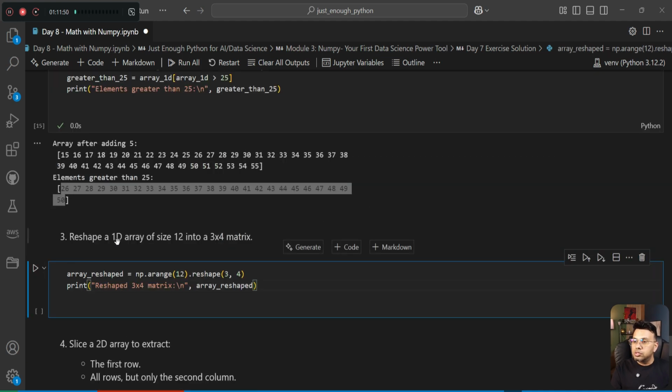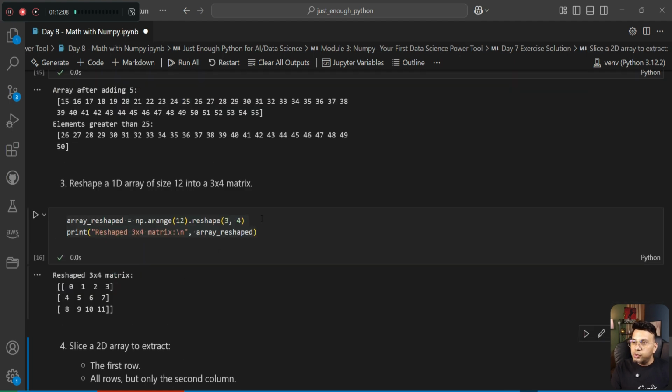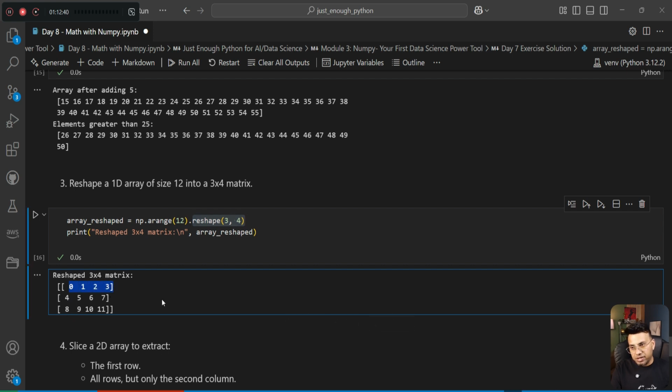The next question was to reshape a one-dimensional array of size 12 into a 3 by 4 matrix. And this is the solution here. Now I'm doing it in one step. You can do it in multiple steps, in 2 steps as well. So I'm first creating an array with np.arange from 0 to 12, with 12 not included. And then I'm reshaping it to 3 rows and 4 columns. And that's what we are getting here: 0, 1, 2, 3, 4, 5, 6, 7, and 8, 9, 10, 11.